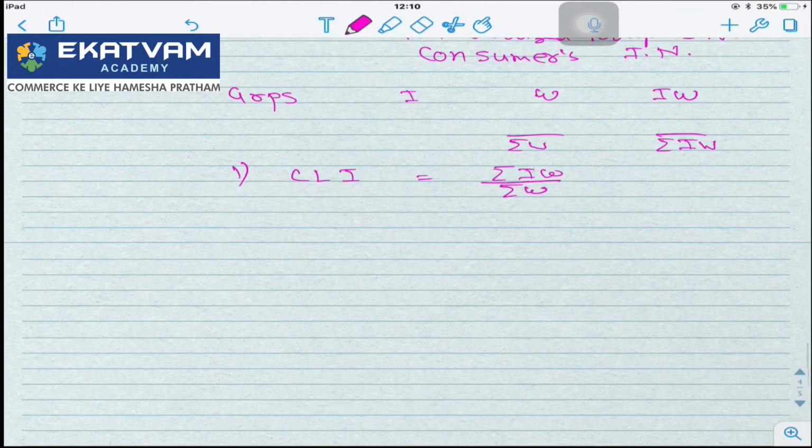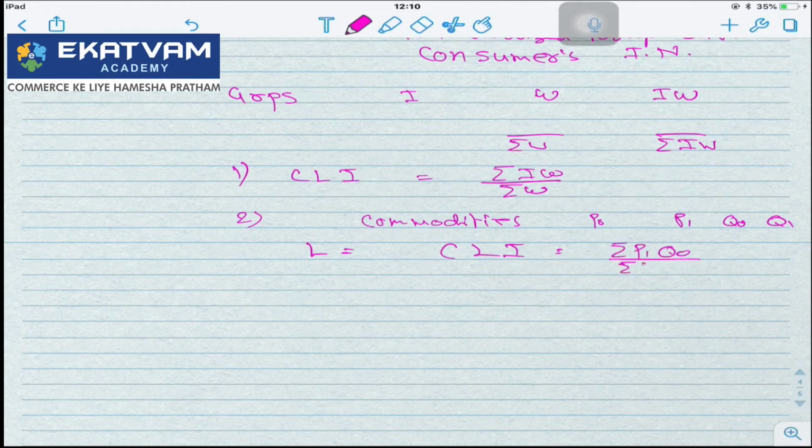But mind well, if instead of groups they give you commodities, P0s, P1s, Q0s, Q1s, etc., then Laspeyres index number is nothing but CLI. So that's a very important note. Laspeyres index number does indicate the CLI. And therefore in that case CLI will be equal to sigma P1 Q0 over sigma P0 Q0 multiplied then by 100.